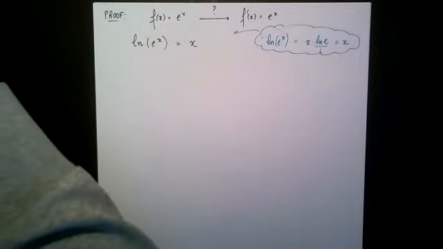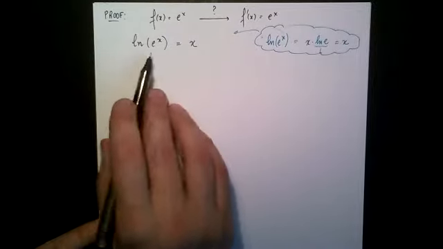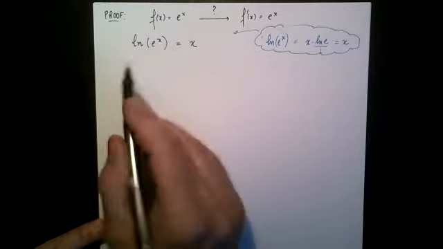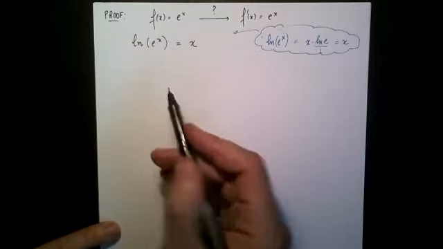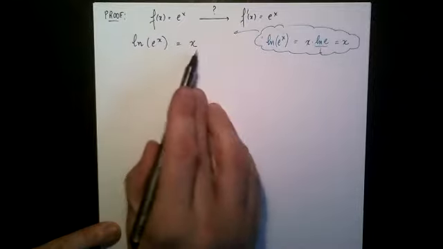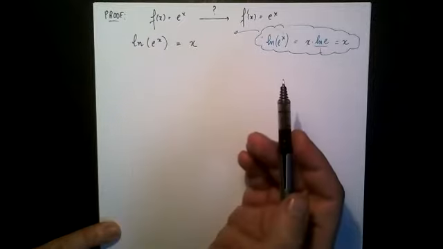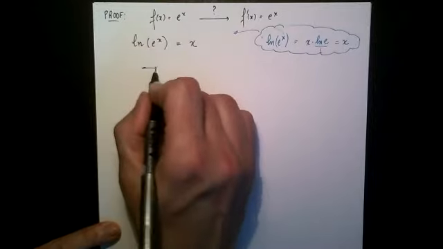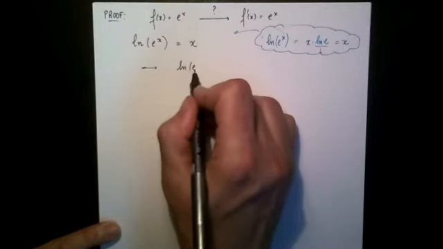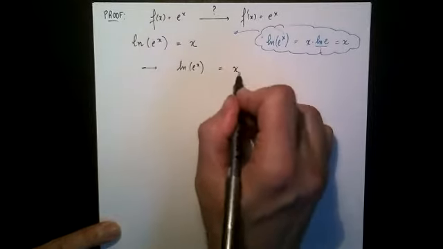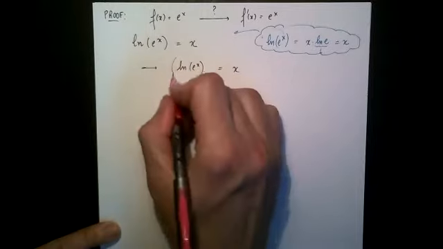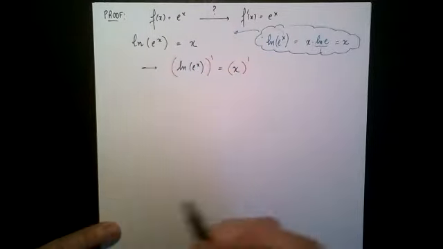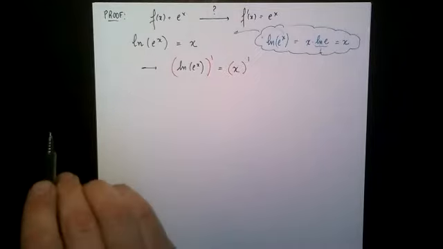Okay, so at this point, we established that ln of e to the x is equal to x. Since they're equal, if I do the derivative of both sides, it's still going to be equal. Two functions are the same, so if I derive them, their derivatives are the same. So ln of e to the x prime is equal to x prime. Just do the derivative of each side.